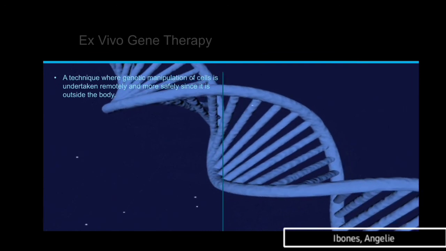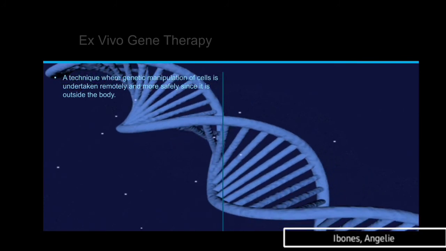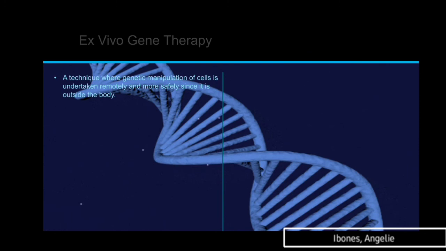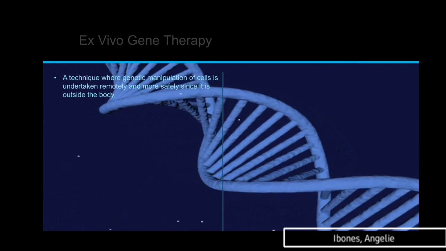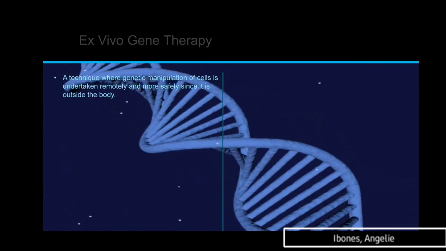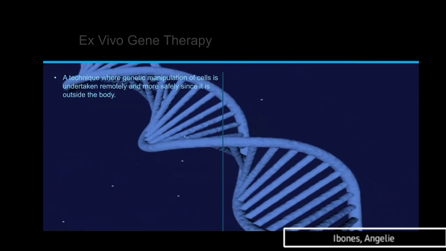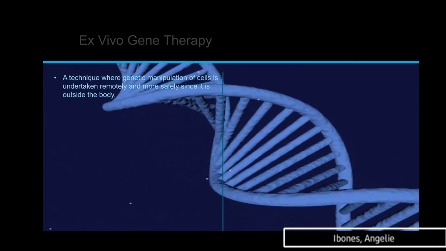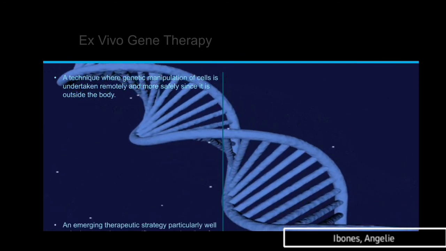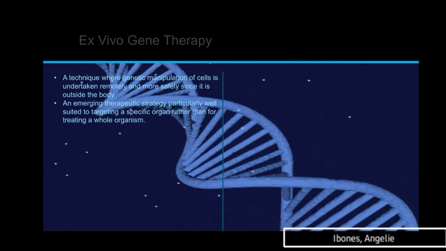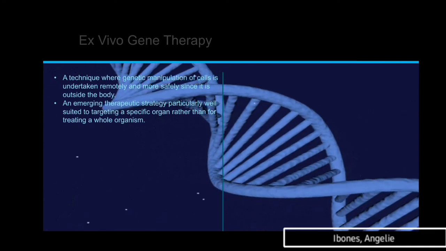Another is ex vivo gene therapy. This is a technique where genetic manipulation of cells is undertaken remotely and more safely since it is outside the body. Unlike in vivo gene therapy, which is directly administered while the cell is still inside the body, ex vivo therapy removes the cells from the body first to have safer manipulation, and they are treated outside the body. It is an emerging therapeutic strategy particularly well suited to targeting a specific organ rather than treating a whole organism.